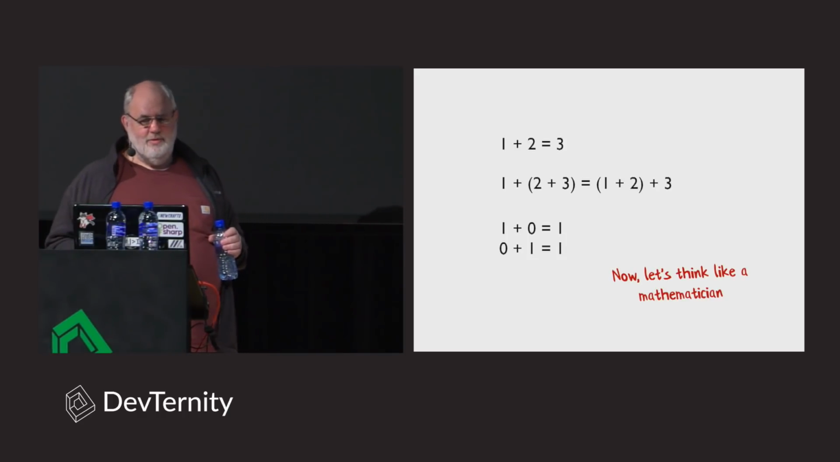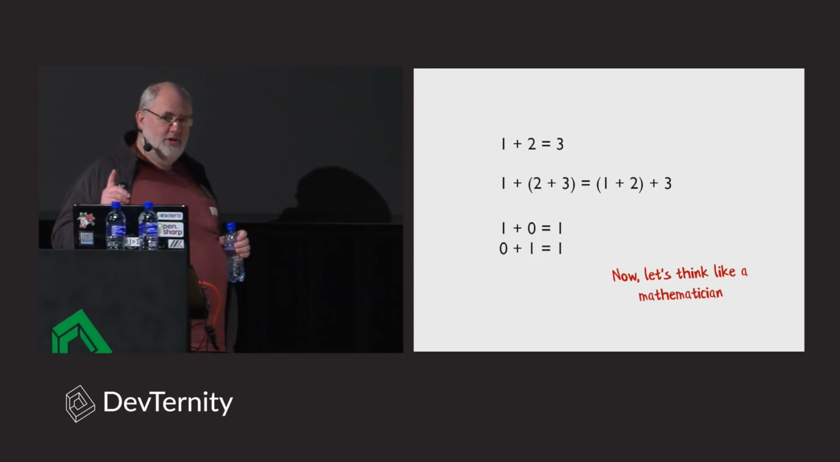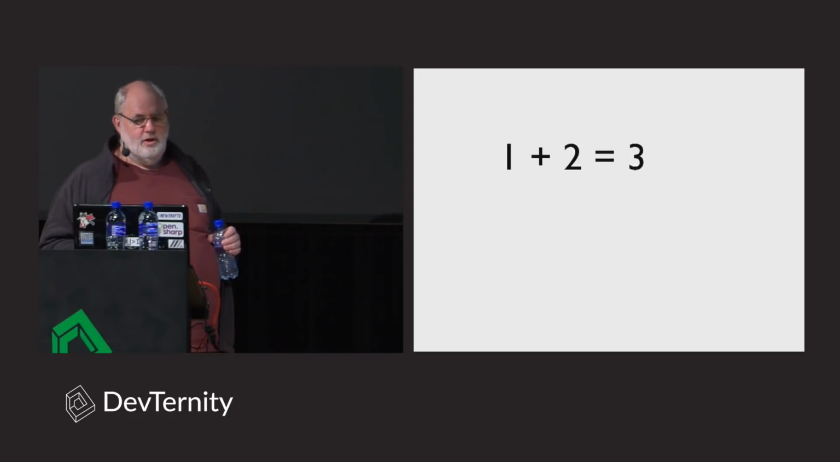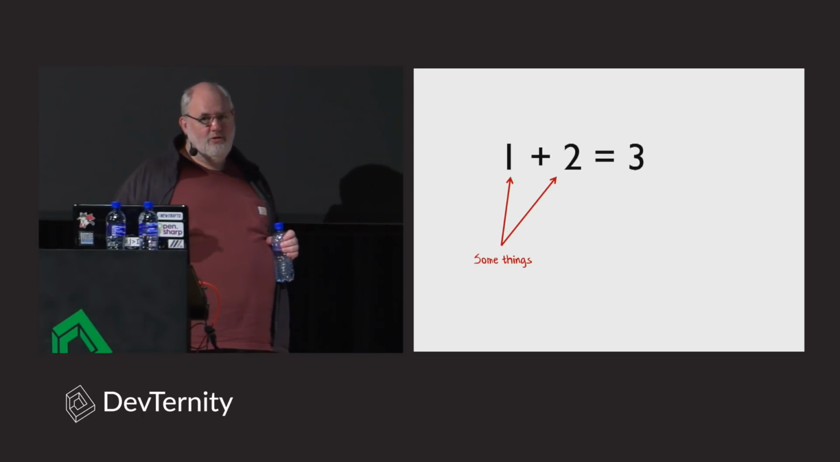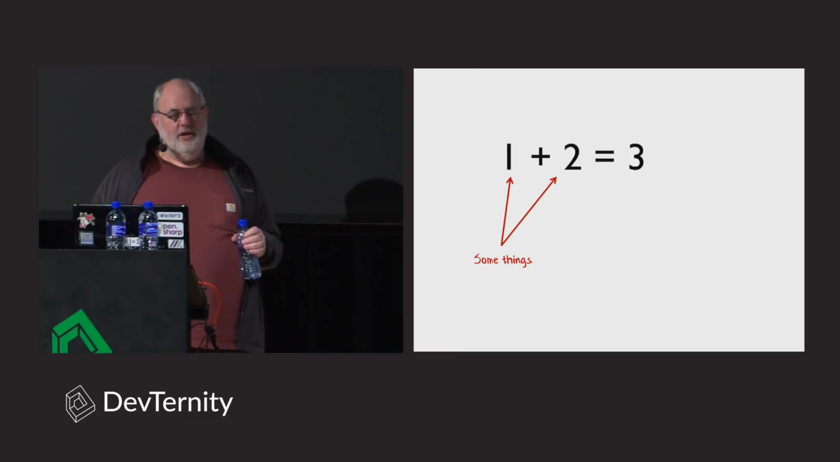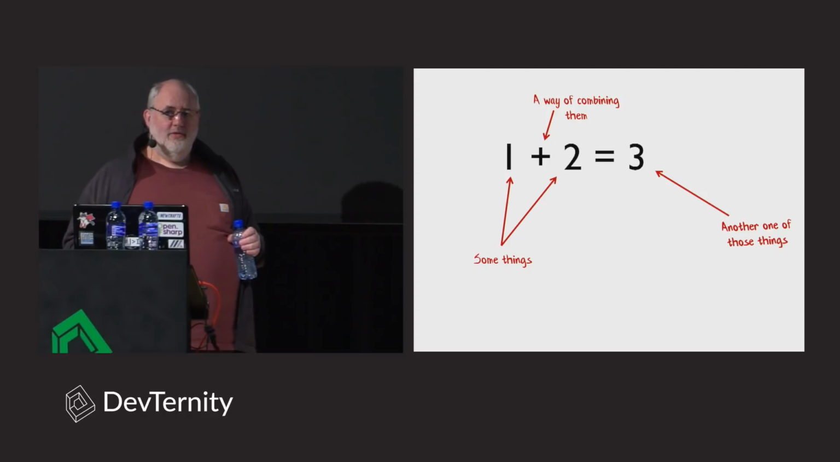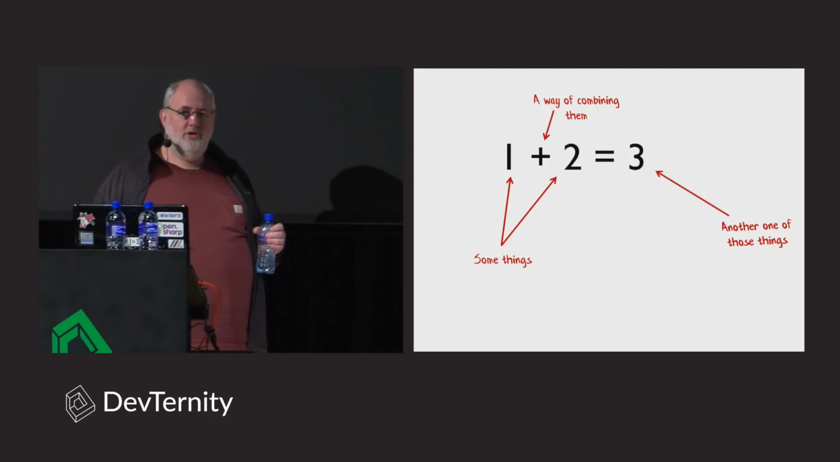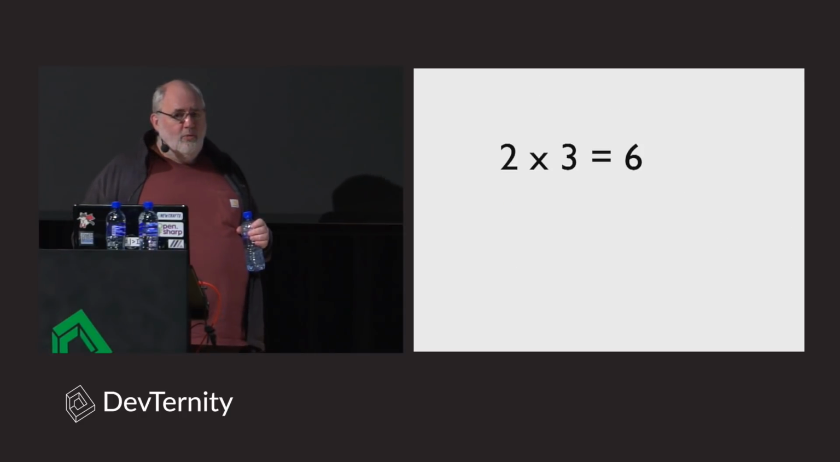So that's really it. Now, if we think like a mathematician and we look at these things, we say, well, that's actually some interesting stuff going on here. If we look at 1 plus 2 plus 3, what's going on is we've got some things, and we're adding them together. We've got some way of combining them. We're making another kind of thing of the same type. We start with 2 integers, and we end up with another integer.